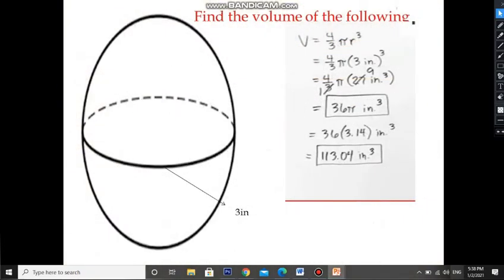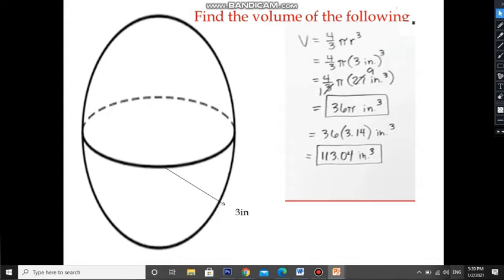Now I give you an example for a sphere. Find the volume of the following. We know that the volume equals 4/3 pi r cubed. We know that the radius equals 3 inches. So, we copy 4/3 pi times 3 inches cubed. Remember that 3 cubed equals 3 times 3 times 3, equals 27. So it equals 4/3 pi times 27 inches cubed.